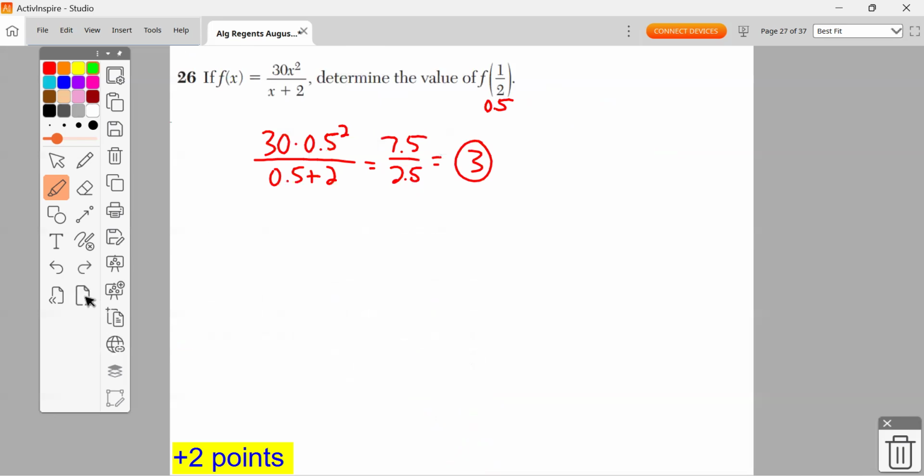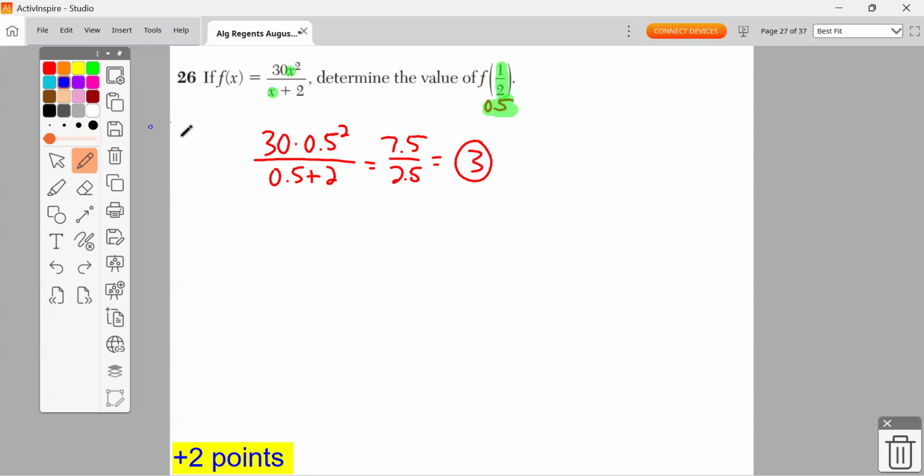In question number 26, if f of x equals that expression, determine the value of f of 1/2. I went ahead right away and changed my 1/2 into a decimal, top divided by bottom. So that equals 0.5. You then want to sub in your 0.5 for the x, and for the x. So 30 times 0.5 squared all over 0.5 plus 2.